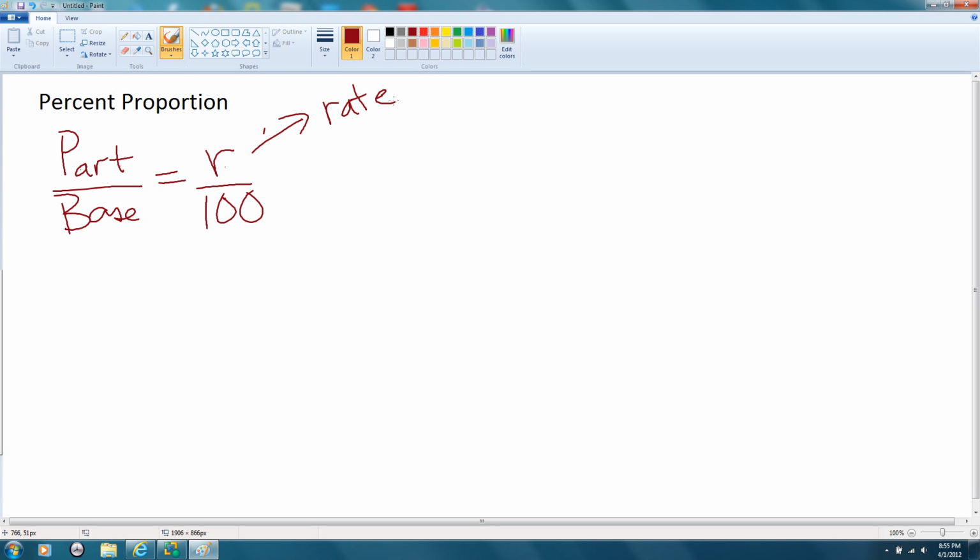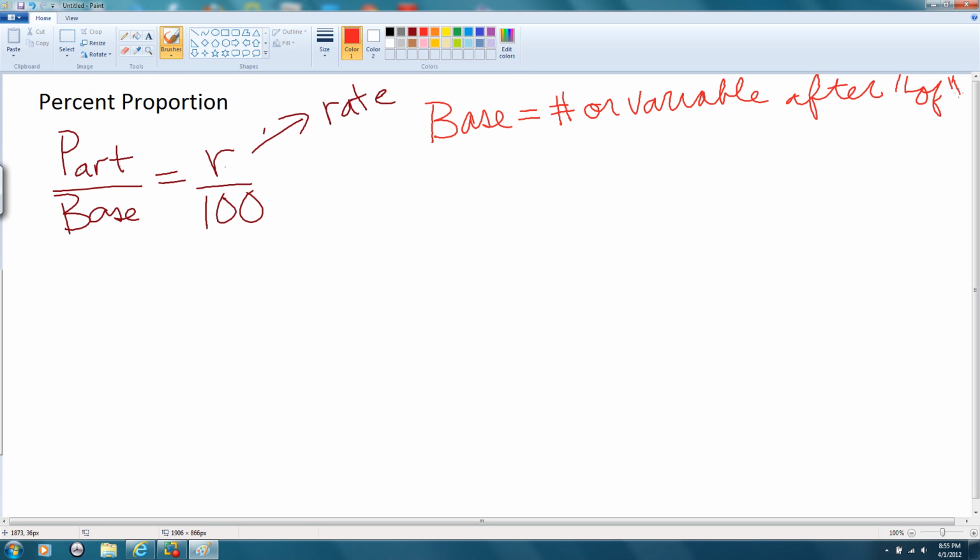So the trick is the following. I'll do some different colors here. The base is the number or variable after the word of. Sorry for the handwriting, but it's hard doing it on this touch screen.